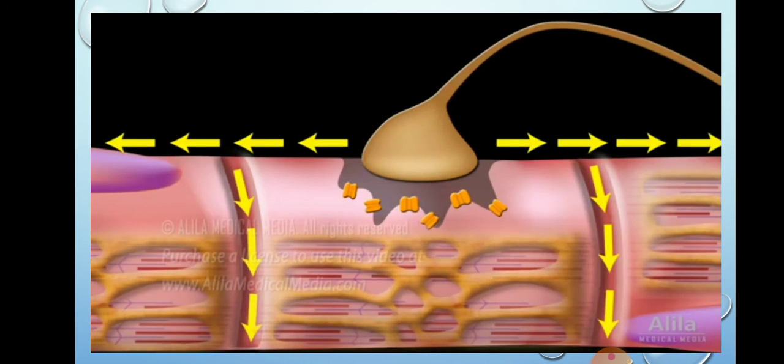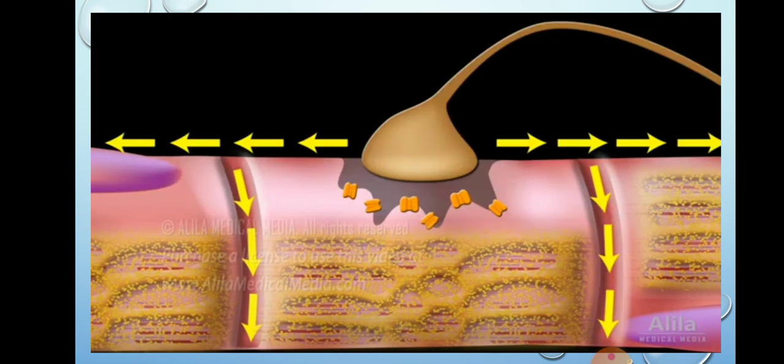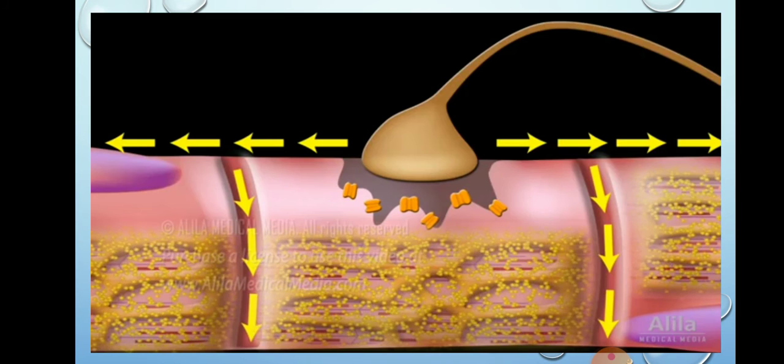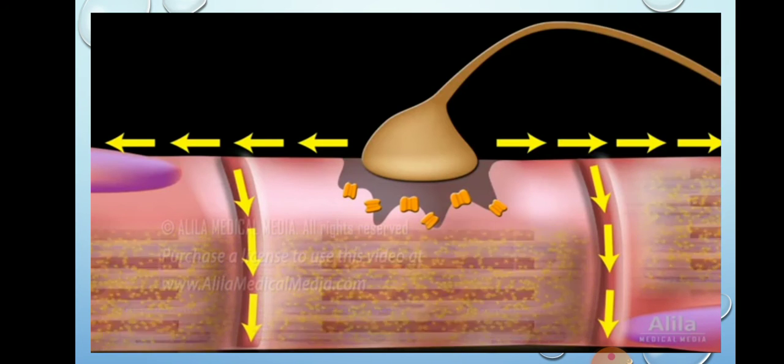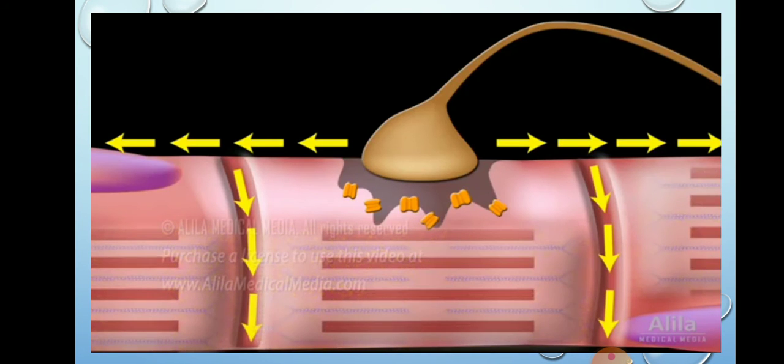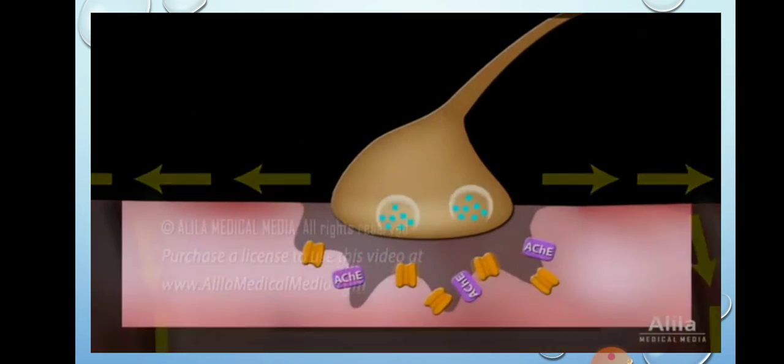Here it activates voltage-gated calcium channels, releasing calcium from the sarcoplasmic reticulum into the cytosol of muscle cells. Calcium then sets off muscle contraction by the sliding filament mechanism. This mechanism is described in another video.